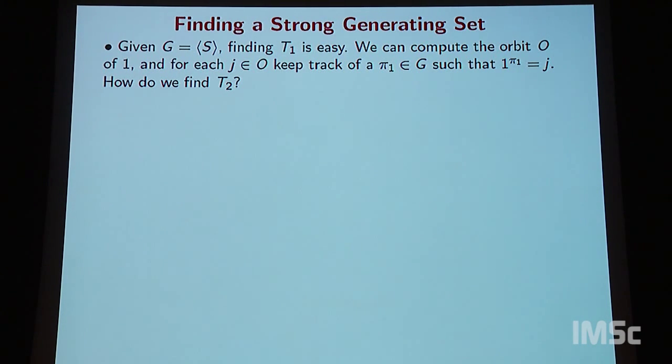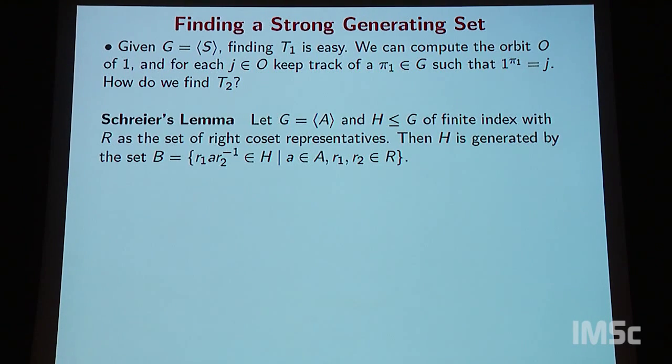But now I want to get the next layer. How do I get to the coset representatives of G sub 2 inside G sub 1? And that's where Schreier's lemma helps me.